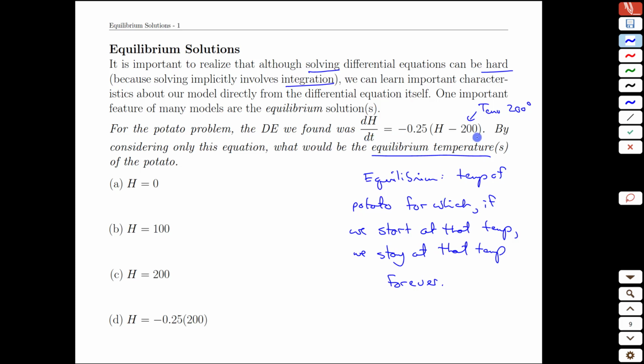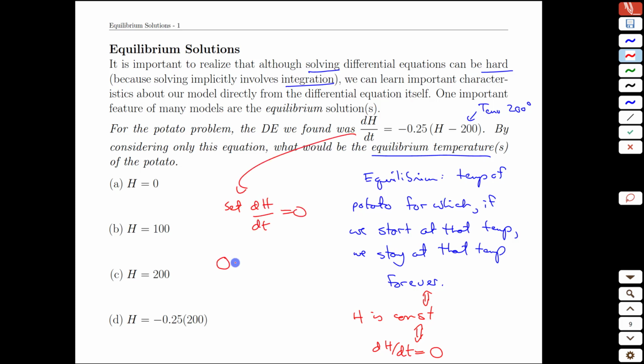Here's the formula for the rate of change of the temperature of the potato. Select one of the options here that makes the most sense to you. Pause the video if you need to, and then we'll check in. The key translation here is that if we start at a certain temperature, we stay at that temperature forever. That implies that h is constant, and that implies that dh/dt is going to equal 0. So to find the equilibrium temperature, we simply set dh/dt equal to 0.